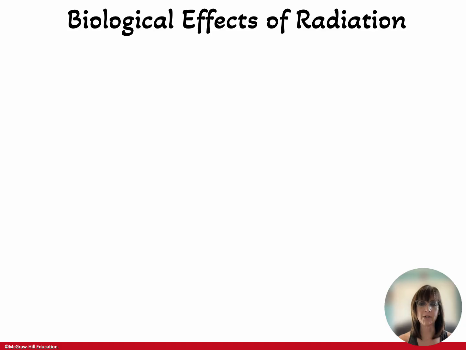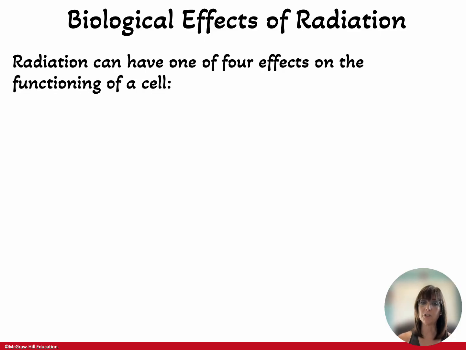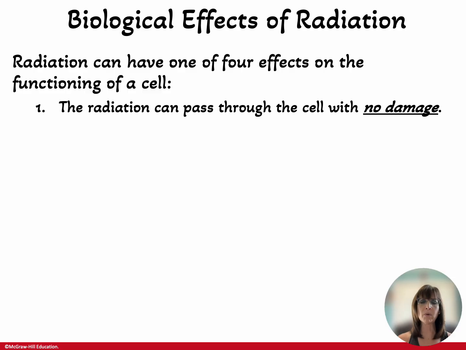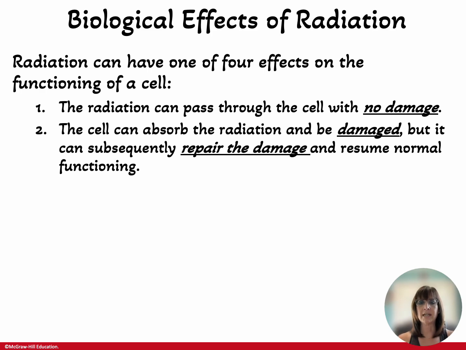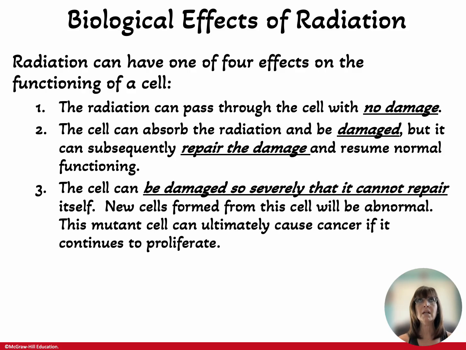Radiation is so weird. Enough radiation in the right amount in the right place can cure cancer, but too much radiation can cause cancer. I mean, how strange is that? So there are 4 results of biological effects of radiation. Number 1, radiation can pass right through a cell, no damage, everything's fine. Second case, the cell is damaged, but it can fix the damage. Third one, the cell is so damaged, it can't be repaired.